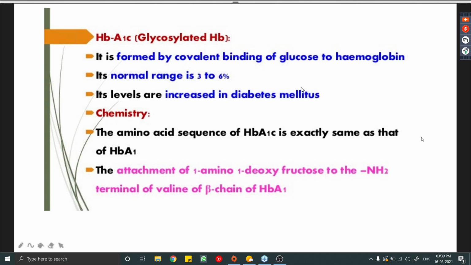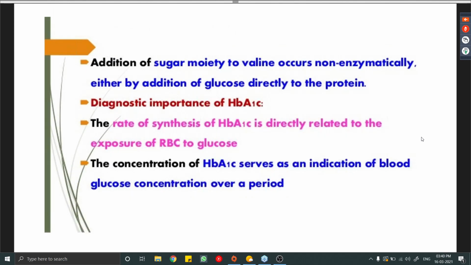Usually the hemoglobin binds covalently with the glucose. This is non-enzymatic bond formation, and whenever there is excess glucose concentration, the level usually rises. Normally the levels are between 3 to 6%, whereas these levels are increased in diabetes mellitus because there is hyperglycemia. So addition of a sugar moiety to the valine of the beta subunit occurs non-enzymatically, by the addition of glucose directly to the protein.